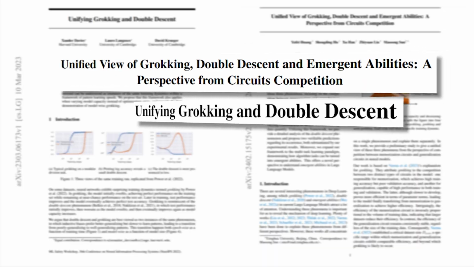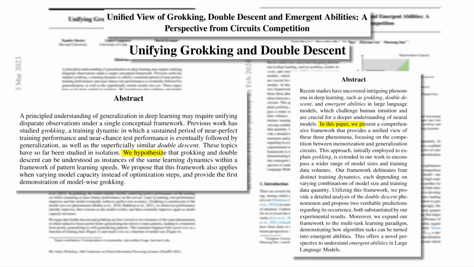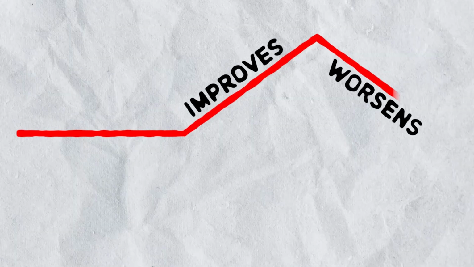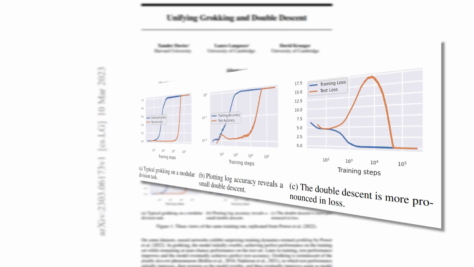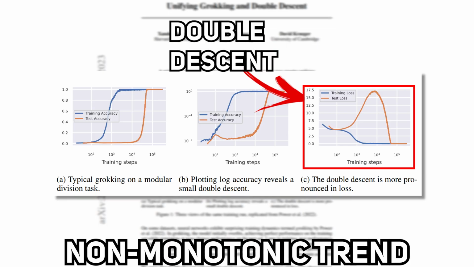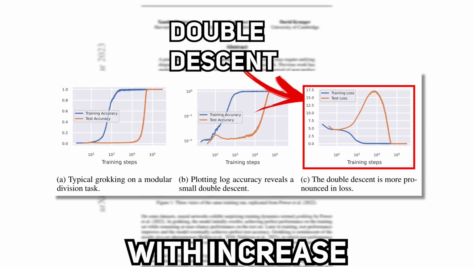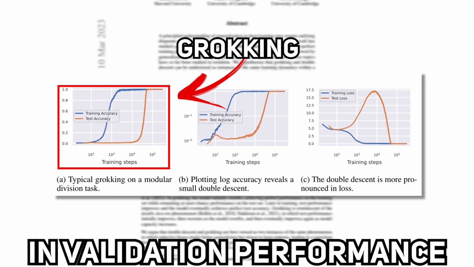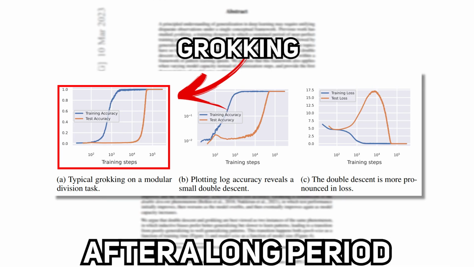Later on, many other theory-oriented researchers have also tried to justify the Grokking phenomenon as the previously known double descent phenomenon, where as model size increases, validation performance initially improves, then worsens, and finally improves again. Yet, double descent shows a non-monotonic trend in validation performance with increase in model size, while Grokking shows a sudden improvement in validation performance after a long period of stagnation.